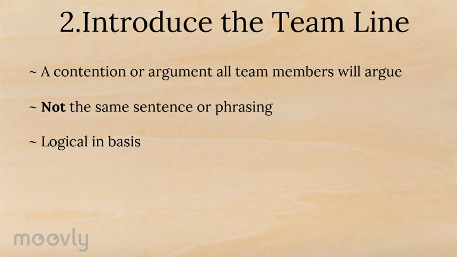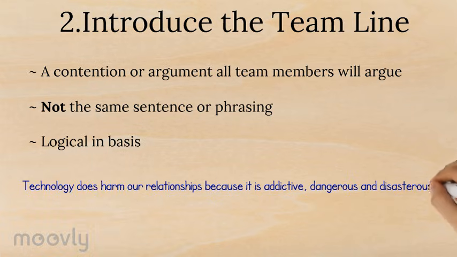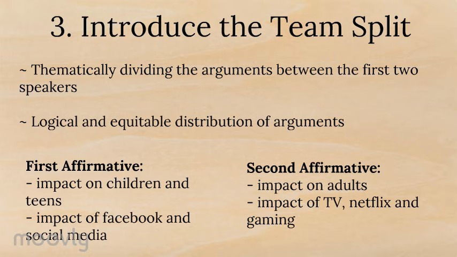Here's an example. Technology does harm our relationships because it is addictive, dangerous, and disastrous to our world. So we can see here that the team line is really just their overall argument, their overall contention, and anything after "because" is the team line. You should really consider using a team line because it makes it clear to the audience what it is that your team is arguing. Step number 3, introducing the team split.